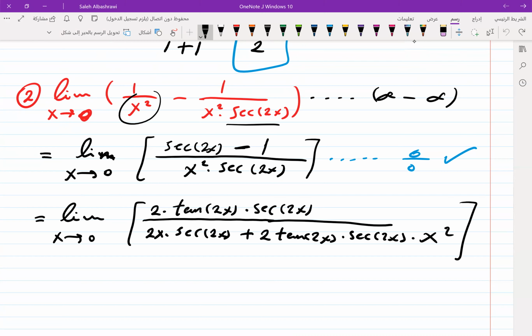If we replace x by 0, it is 0 over 0 again. It means I have to apply L'Hopital's rule again for the second time. Or we might think about simplifying the function, because this is a very complicated one. If we can simplify tangent 2x multiplied by secant 2x, up and down, that will be great.